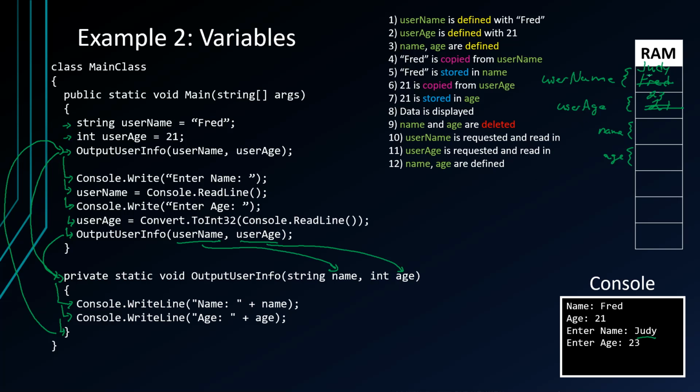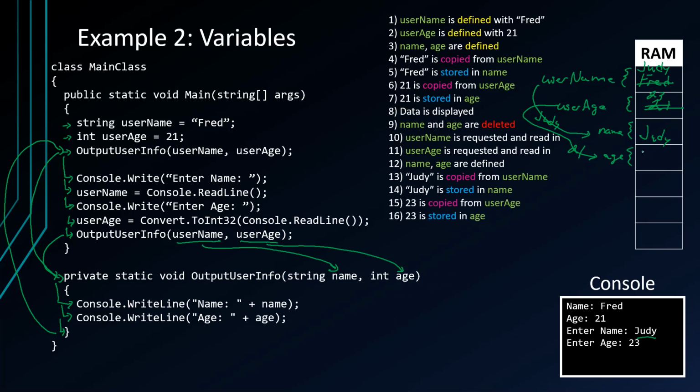So it's a copy. So that means that username is going to get copied into name, and user age is going to get copied into age. So Judy is copied, and then 23. 21 was the old data. 23 gets copied in there.